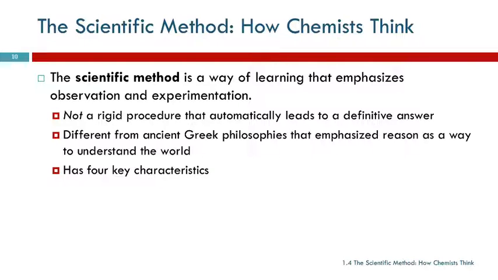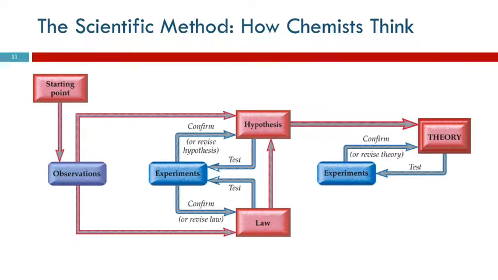The scientific method is not a rigid procedure. It's just a generalized approach. It's not, okay, follow steps A, B, C, D, and you'll get the answer. That would be easy, but it would also be boring. And it's not even possible. So it's just an approach. There are 4 key characteristics to the scientific method.